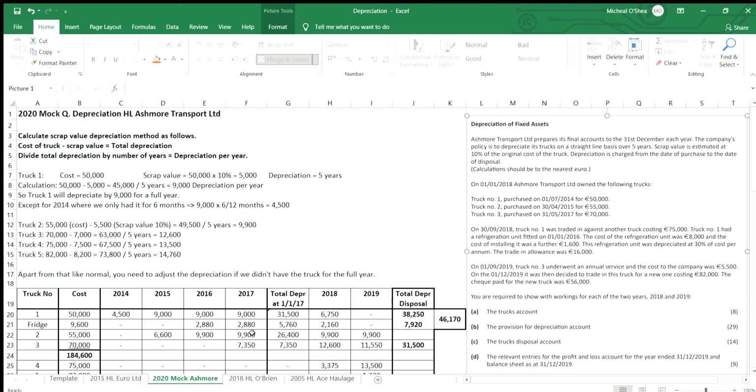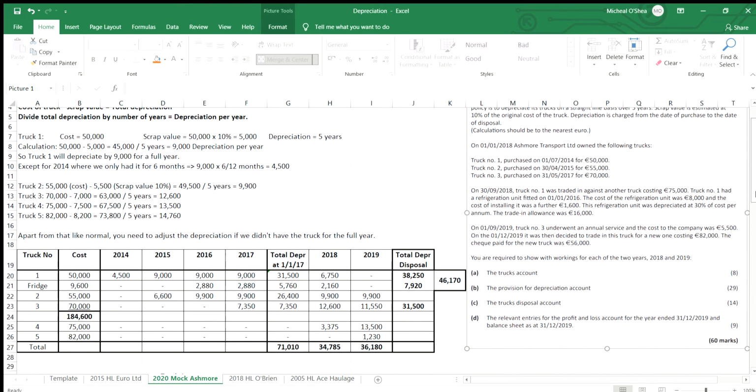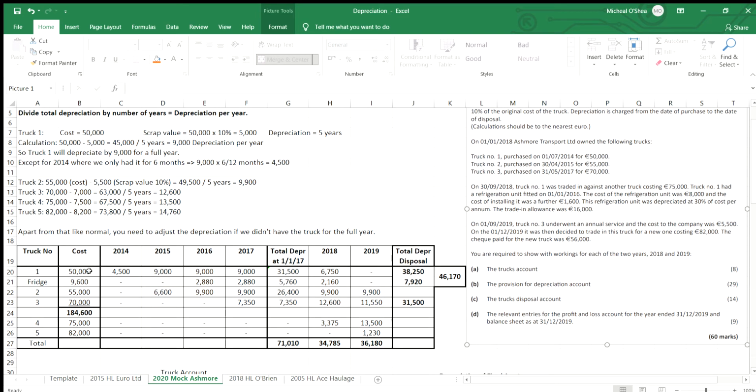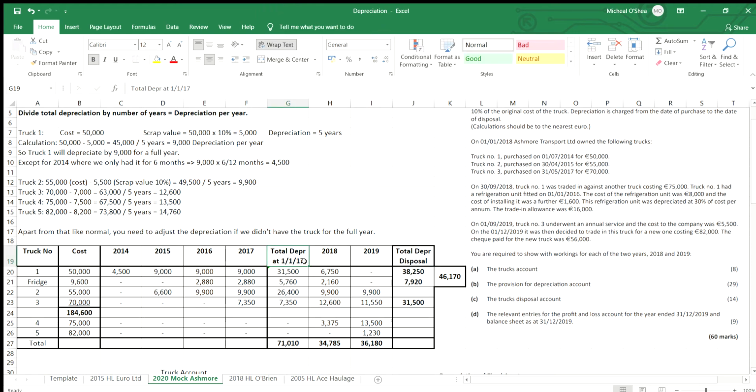As normal now, we'll just look at our table. Basically, as normal, we're filling in our costs. These are all our years, and we need to find, because the question is for 2 years, 2018 and 19, we need to find what the total depreciation would be at the beginning of 2018 here. So let's find all these years. Vehicle number 1, truck number 1, again we found the total depreciation is 9,000. We only had it for 6 months of the first year, so the first year is 4,500. I had it for all of 15, 16 and 17. So the depreciation is 9,000 for each of those years.